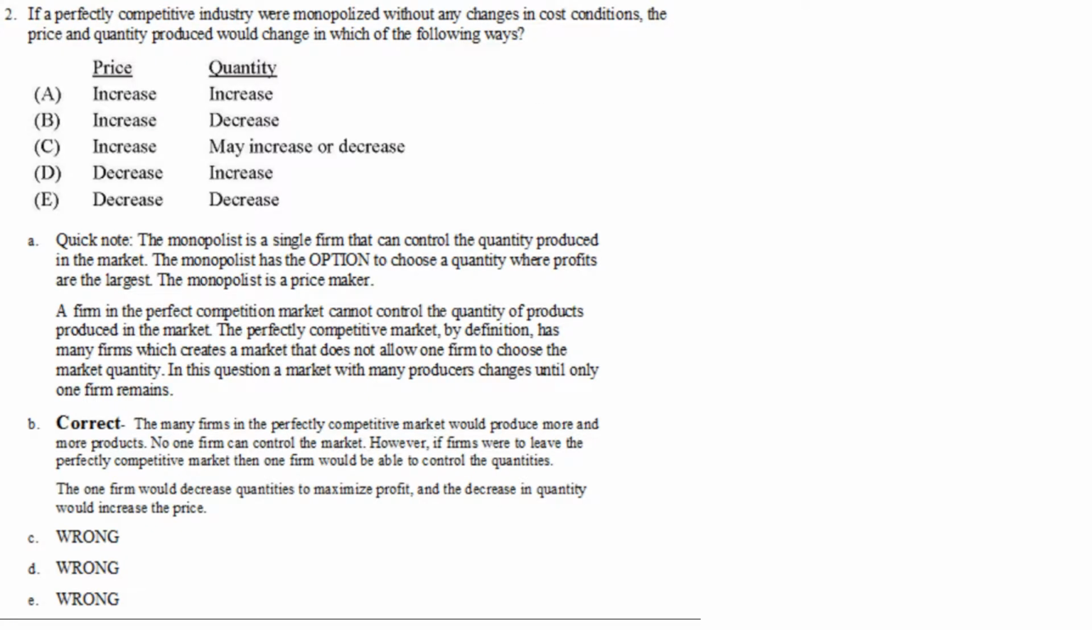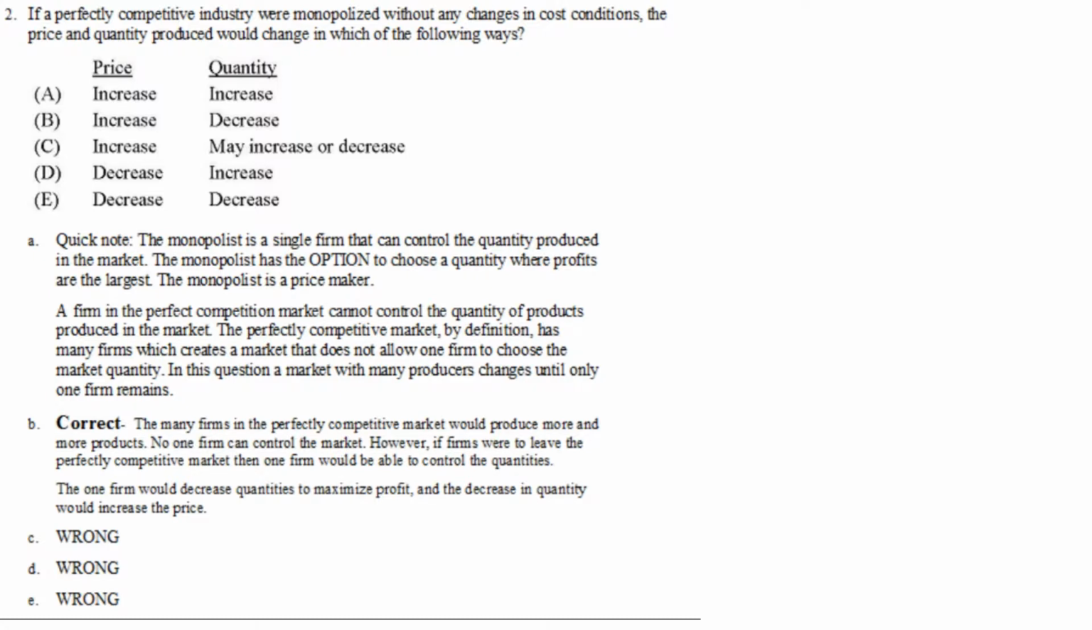Number 2, if a perfectly competitive industry were monopolized without any changes in cost conditions, the price and quantity produced would change in which of the following ways? Would price increase, quantity increase, price increase, quantity decrease, and so on? So a quick note, the monopolist is a single firm that can control the quantity produced in the market. The monopolist has the option to choose a quantity where profits are the largest. The monopolist is a price maker.